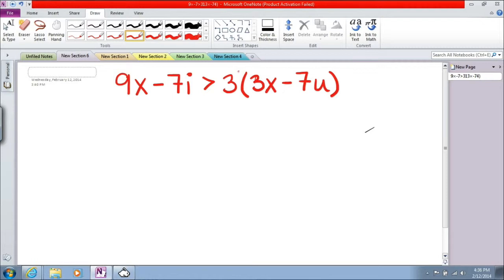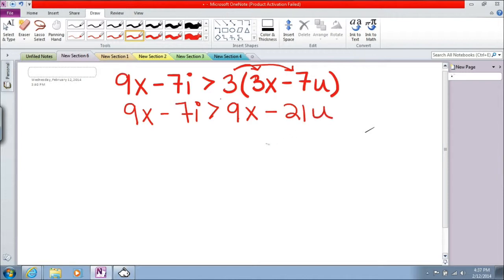So the first step to simplifying it is we want to use the distributive property and distribute out the 3 by multiplying by both of the terms. And so on the left, we're going to keep our 9x minus 7i. And then on the right, now we have 3 times 3x, which is 9x. And then 3 times negative 7u, which gives us negative 21u.